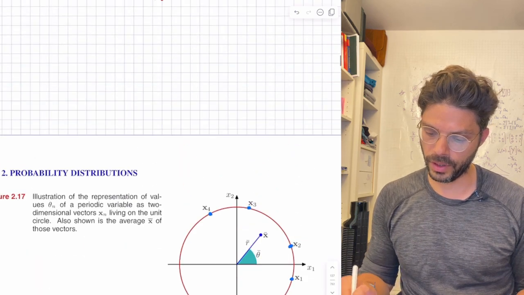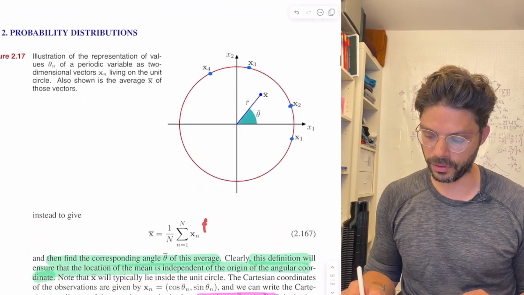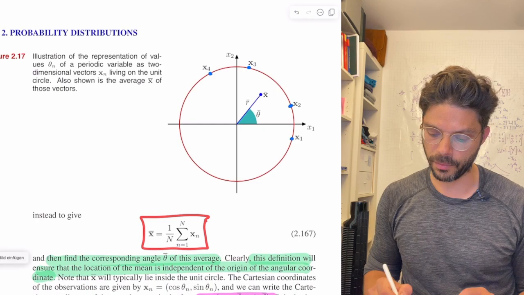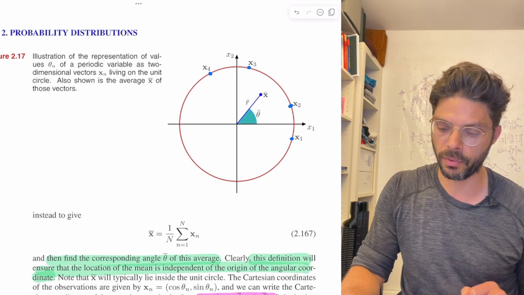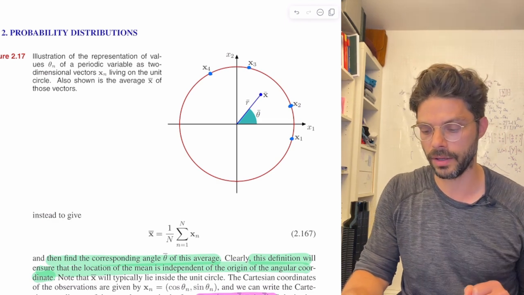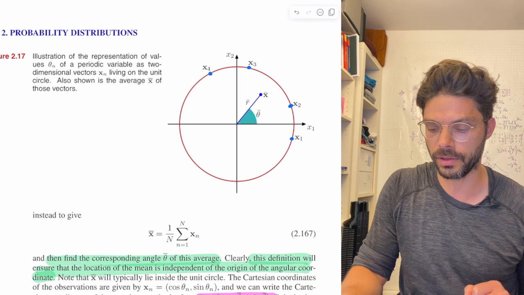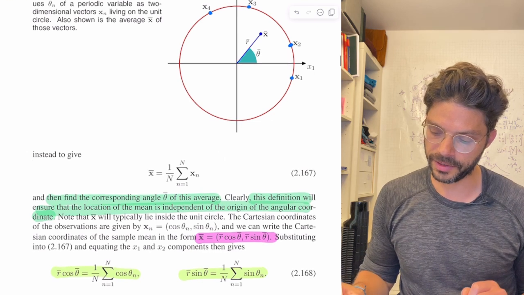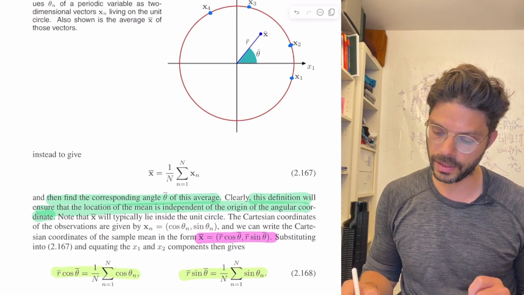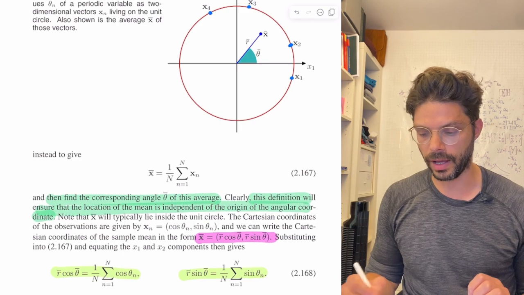So what we do is we find those points, and we compute this average here, and then we find the corresponding angle of this average. So you've averaged the points; it'll tend to be inside the unit circle, and you compute this angle. Now clearly this definition will ensure the location of the mean is independent of the origin of the angular coordinate.